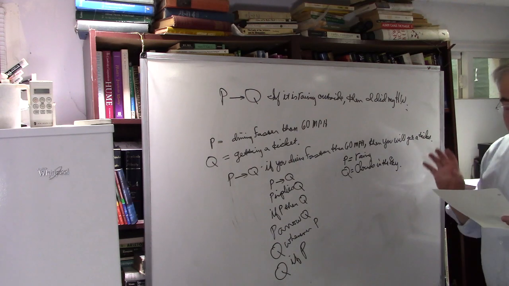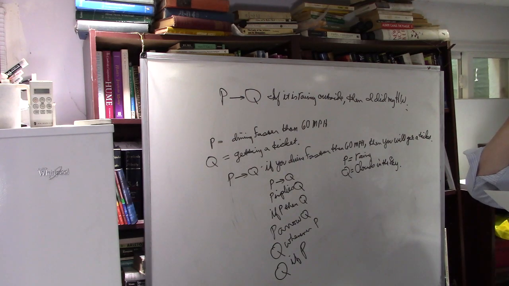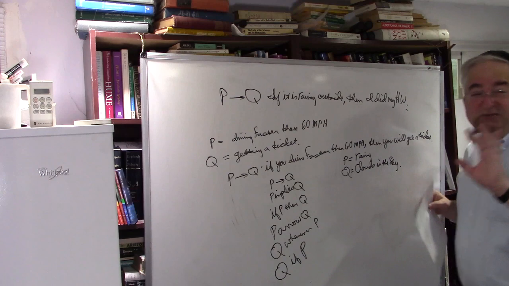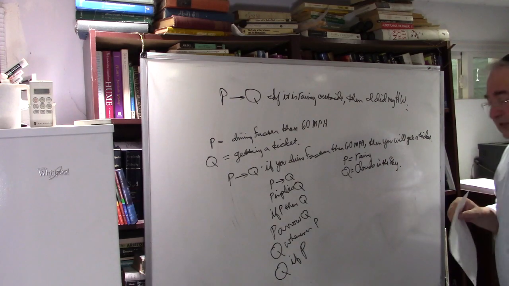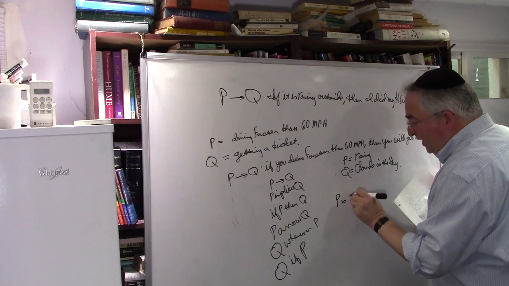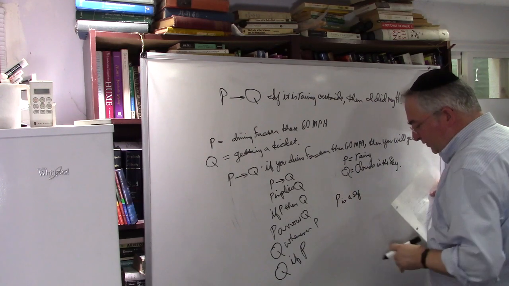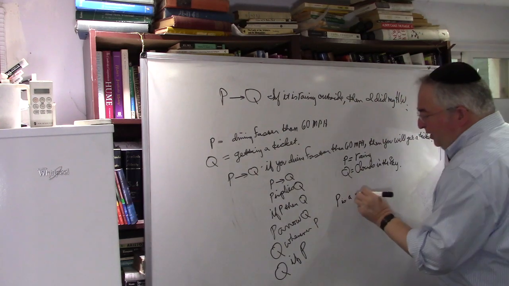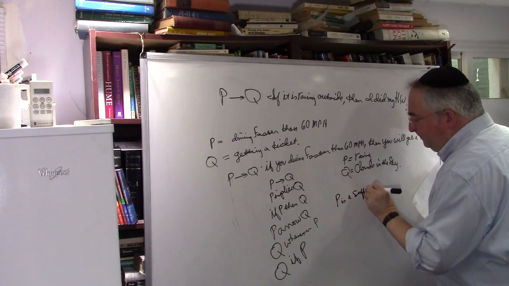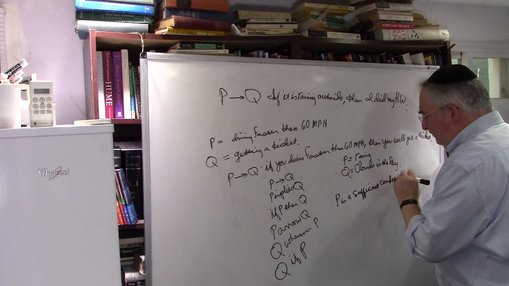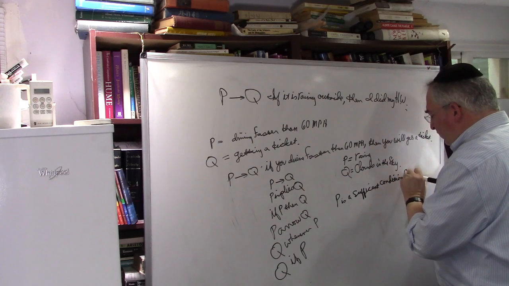The book doesn't think that's enough. The book goes through another two, so let's do another two. This is hard because it's English, not because it's logic. This is just hard English. It's going to take time to get used to this. P is a sufficient condition for Q.